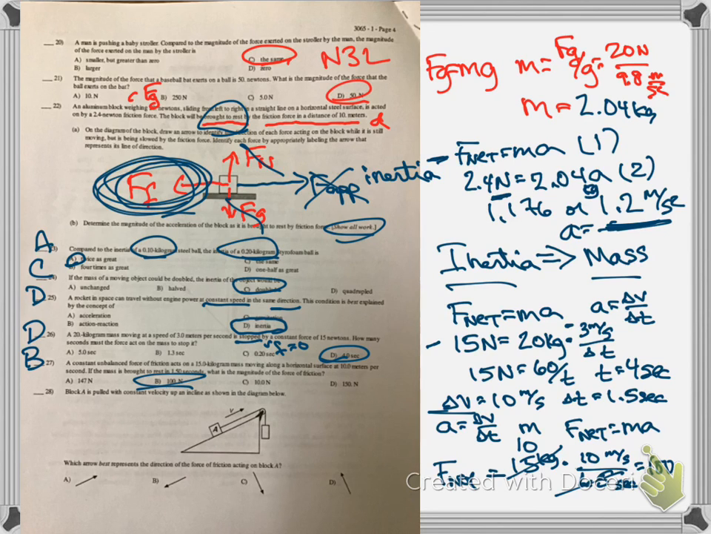All right, last question. Block A is pulled with a constant velocity. That means a is 0, F net is 0. Get in the habit of doing this. Up an incline as shown in the diagram below. Which arrow best represents the direction of the force of friction? You don't even need this for this. If it's moving in this direction, friction will be in that direction. So I think B is the answer. All right, I hope this helped.